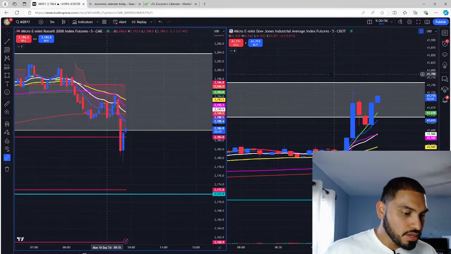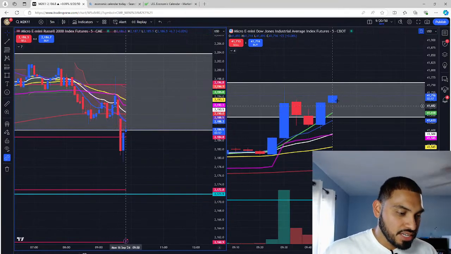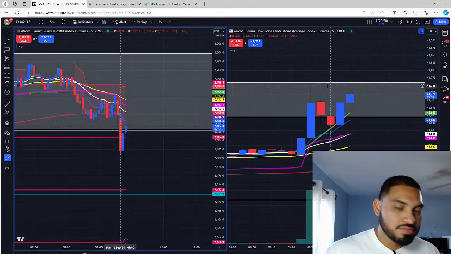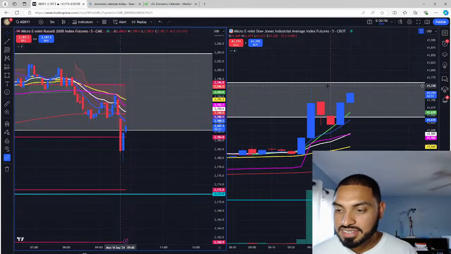So, like I said right here, EMA bounce to the upside. You can take that bounce, target the day high, and you'll be out.